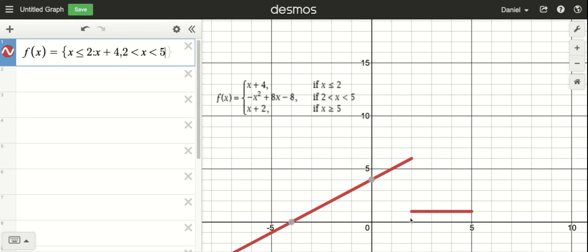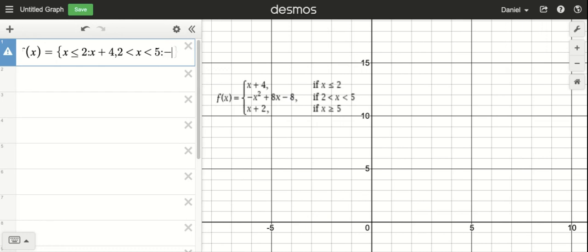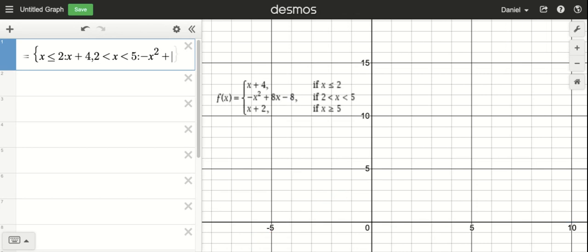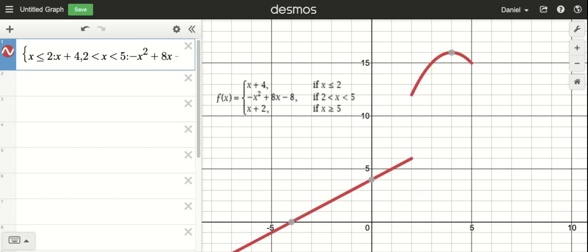Now, if you look at the graph, you'll see that this is not the function that I want to see. In between 2 and 5, this doesn't look like the quadratic negative x squared plus 8x minus 8 because I haven't told it yet. So again, I will put a colon and then type negative x squared plus 8x minus 8. I can see the section of the parabola.